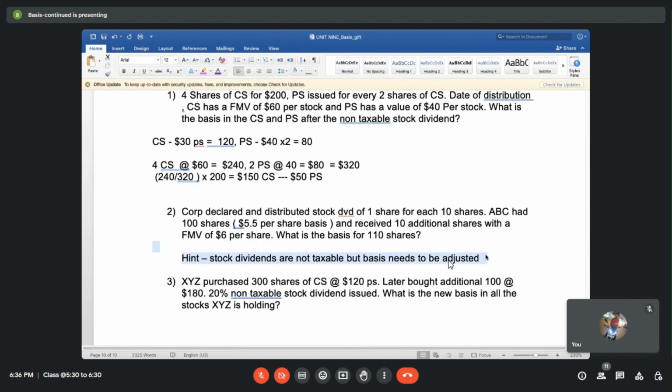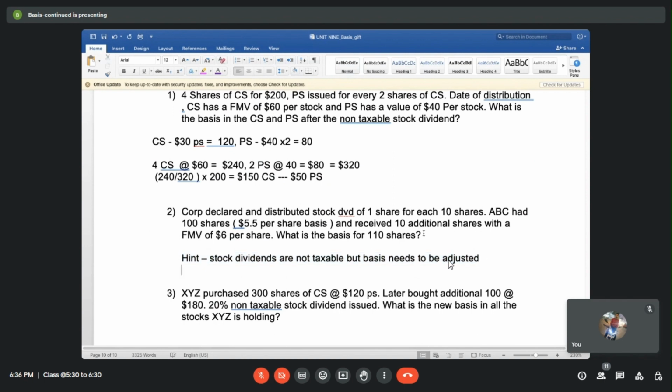Let's do one example quickly here again. See, the corporation declared and distributed a stock dividend of 1 share for each 10 shares. They are giving the dividend. Anybody who's holding 10 shares will get 1 share as dividend. So some person had 100 shares. If they have 100 shares, they will receive 10 additional shares. Is that right? Do we understand this much? Yes, a dividend of 1 share to 10 shares. So now if they have 100 shares, they get an additional 10 shares.